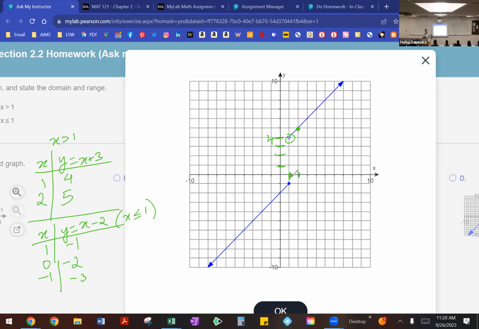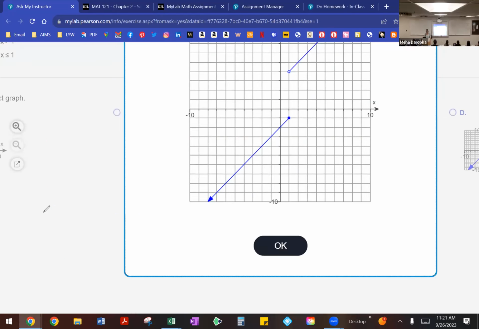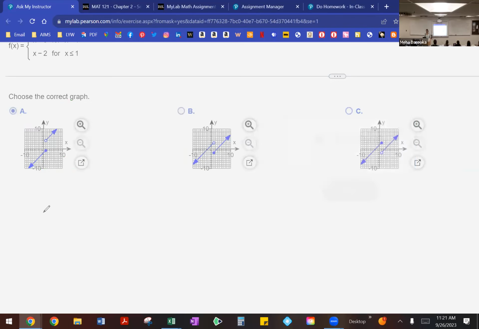So again, at 1, we should be at -1, which is where we're at, and it's a closed circle, so that point is good. At 0, we should be at -2, so that's actually your y-intercept, so that's working out. At -1, we should be at -3. So looking for the open and closed circles and making sure that you are looking at the right function. So this tells us option A is going to be our graph. So let's select that, check our answer.